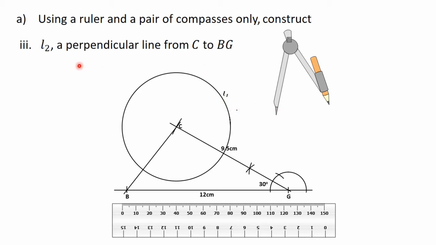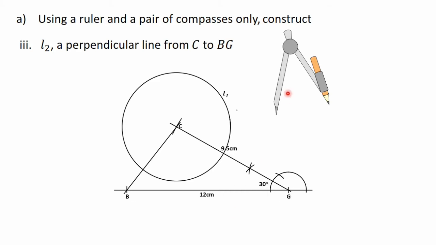It says that construct L2, a perpendicular line from C to the line BG. So L2 is a perpendicular line from the point C to the line BG. We have learned how to draw a perpendicular line from a point to a given line. So I'll go over it quickly in this video. I'm going to take the ruler off so that we can start the construction.